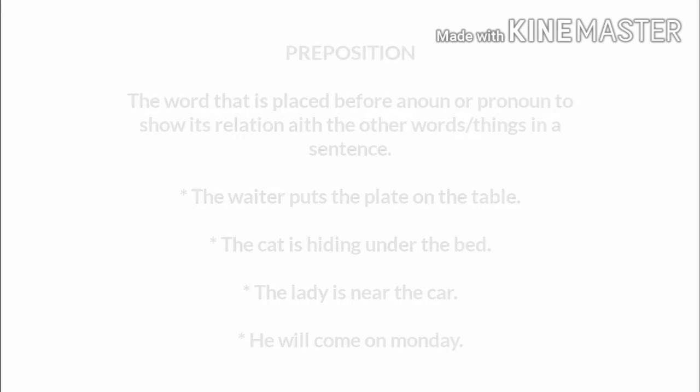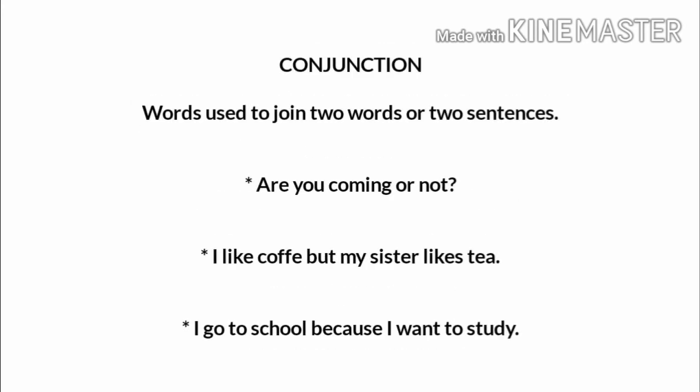Next one is conjunction. As you can see, the word junction shows which joins. So conjunction is the word that joins two words or sentences. Are you coming or not? Or is the conjunction. I like coffee, but my sister likes tea. But is the conjunction. I go to school because I want to study. Because is the conjunction here. दो words या sentences को जोड़ते हैं.